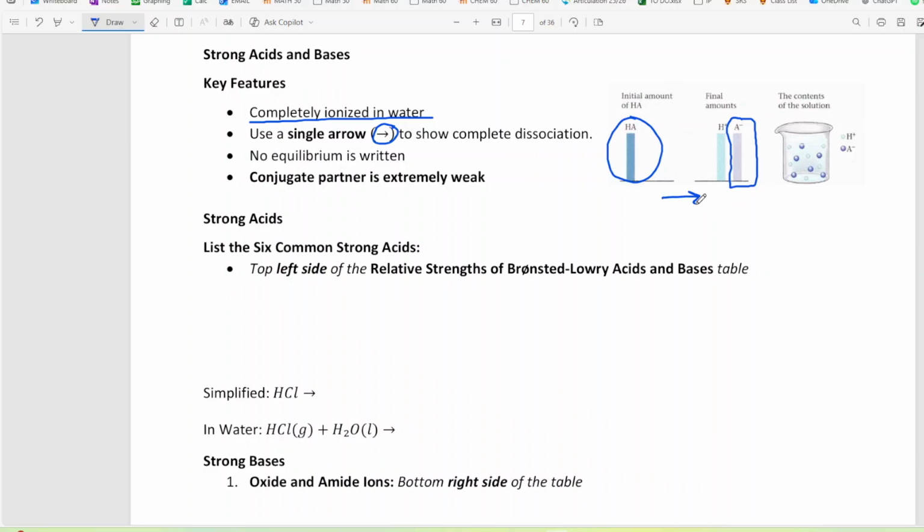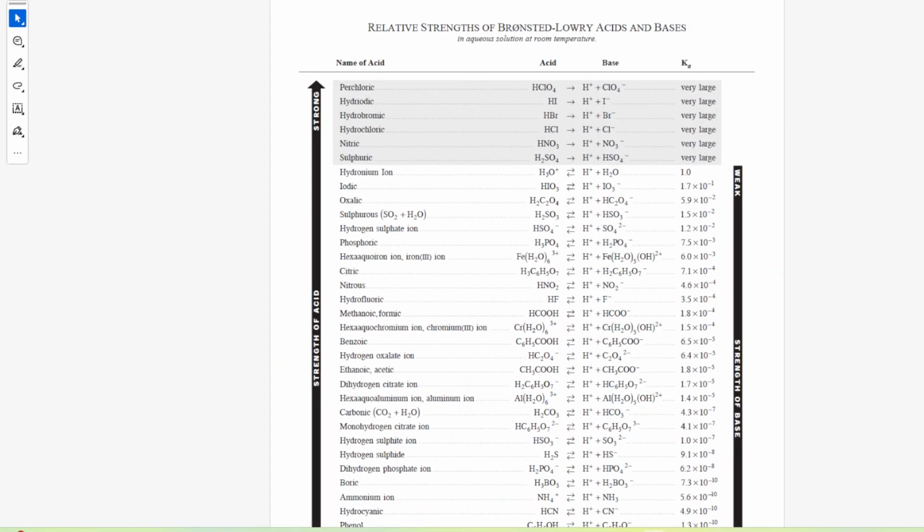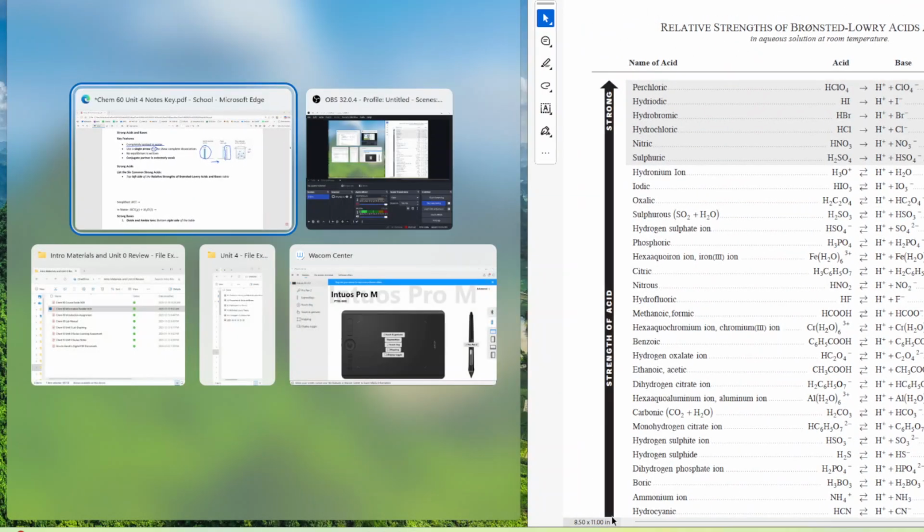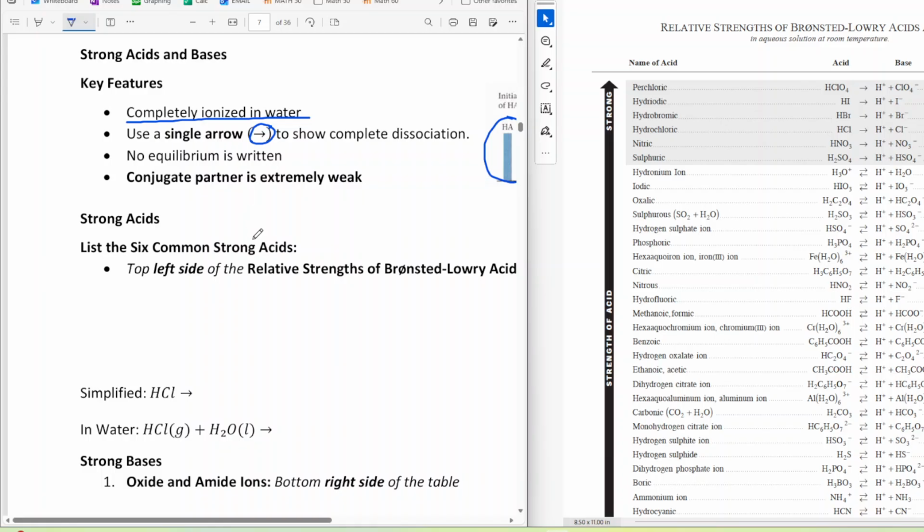Now, you're not expected to have these memorized. There is a list of the 6 common strong acids on the top left-hand side of your relative strengths of Bronsted-Lowry acid and base table. So I'm going to bring up that table, and I'm going to flip my screen so that we can write them down. Okay, here we go.